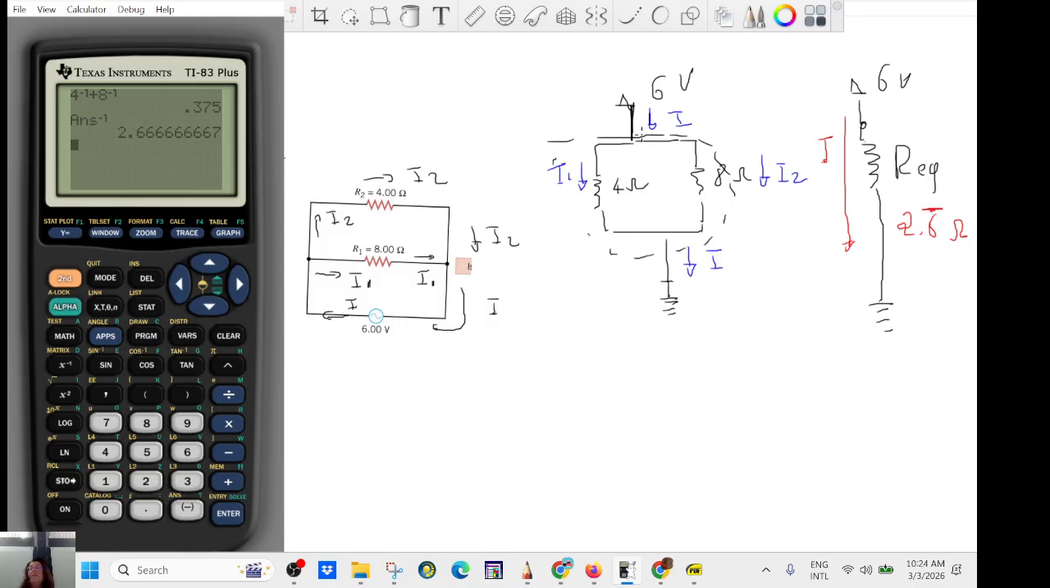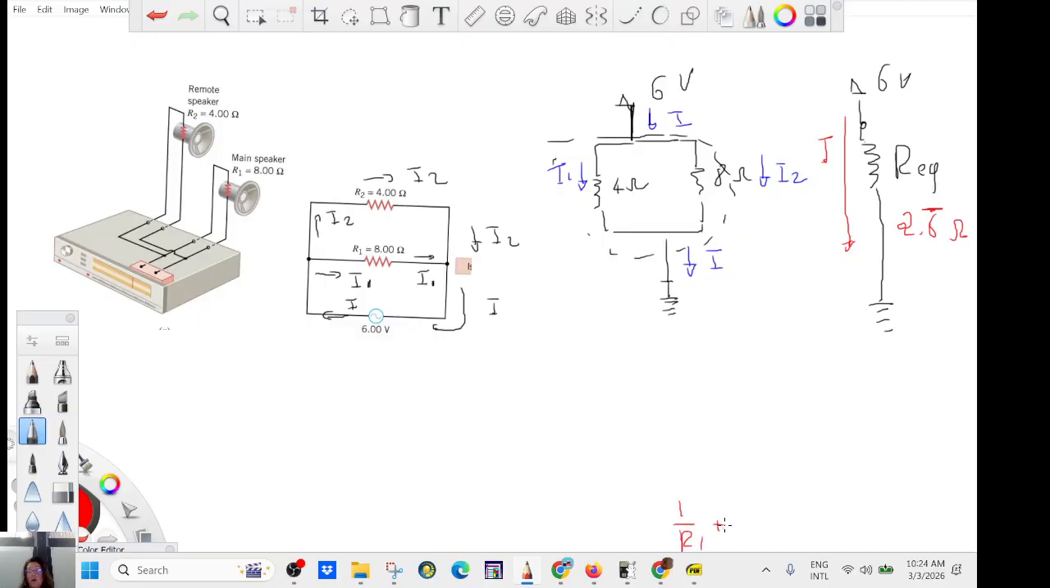Now, the equivalent resistance of a circuit in parallel has to be smaller than the smaller one, because it's like having a highway and you add lanes, right? The more lanes you add, the less traffic you're going to get. So you do it this way. Otherwise, there is an equation: 1 over R1 plus 1 over R2 equals 1 over the equivalent resistance. So at the end, you have that.